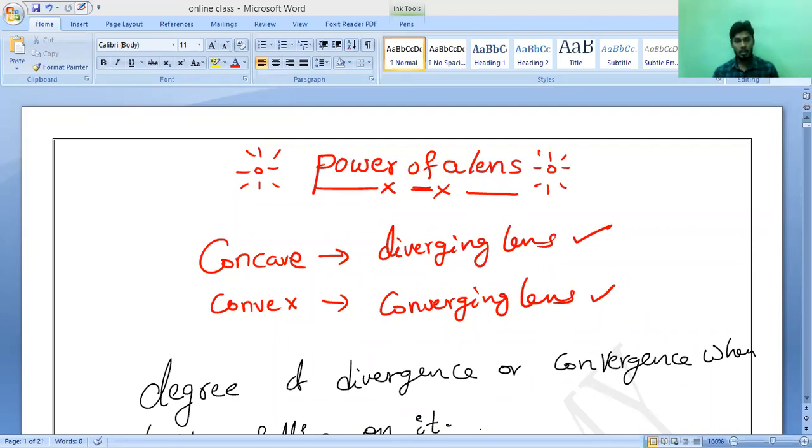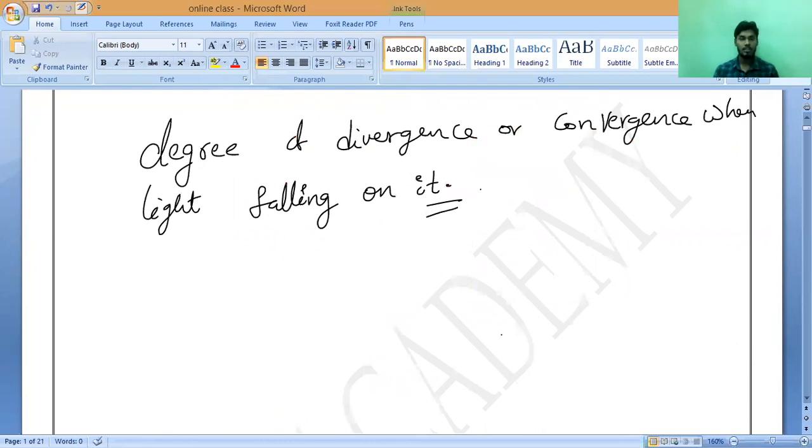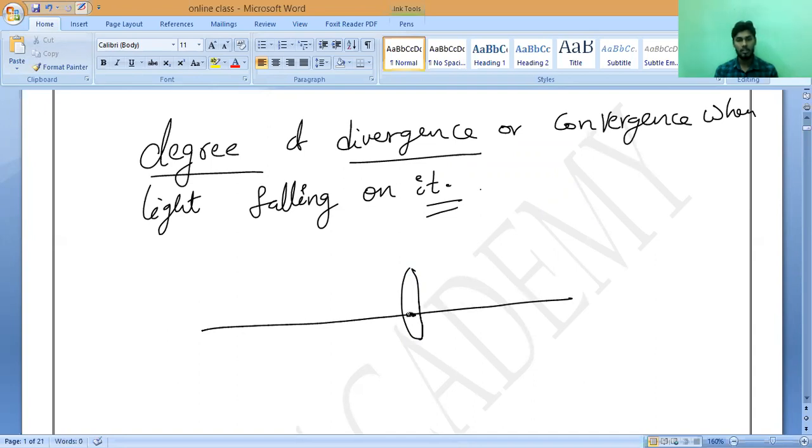All of you tell me, for example, what is this degree of divergence or degree of convergence? Let us take a convex lens. If a parallel beam of light falls on it, what will happen? Please tell me, all of you. I'm asking you. A parallel beam of light falls on it, then it will converge at the focus. Is it yes or no?